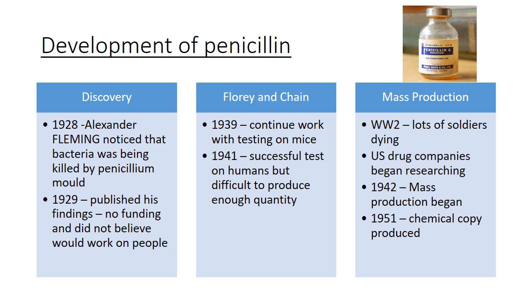So by 1942, there was mass production, which was really growing this mould quickly and enabling it to be mass produced. By D-Day 1944, pretty much all the medics on the beach would have had penicillin ready to go. And by 1951, scientists had developed a chemical copy, which took away this quite laborious process of growing the mould.